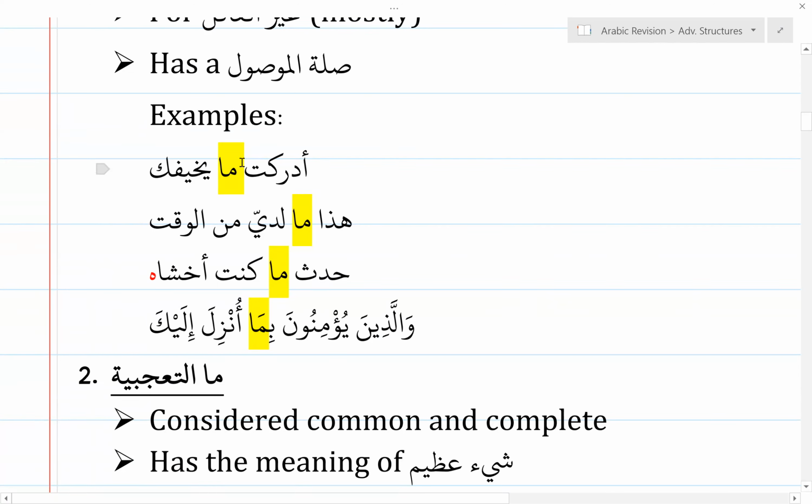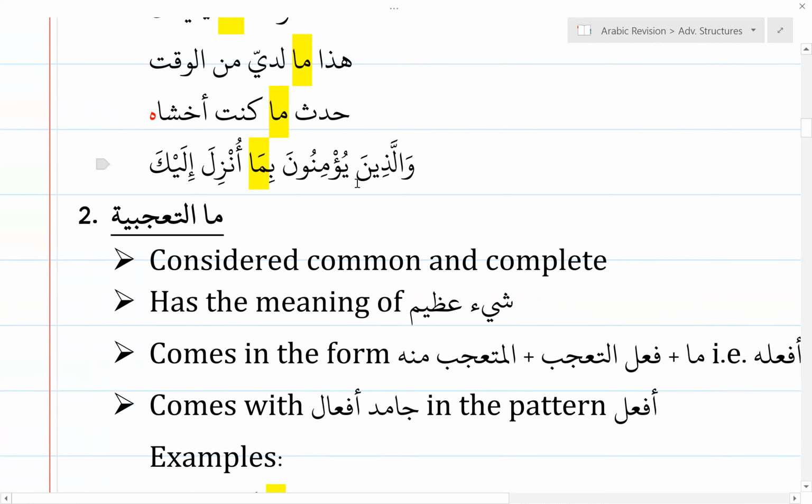So that's basically ma mawsula. We have other examples here. So هذا ما لدي من الوقت. This is what I have. The thing that I have of time. Again, when it comes to isim mawsul and silatul mawsul, it's referring to a thing, a particular thing. It's important to know that, and we'll see why. حدث ما كنت أخشاه. Whatever I was fearing happened. Again, you can use what or whatever to translate this ma.